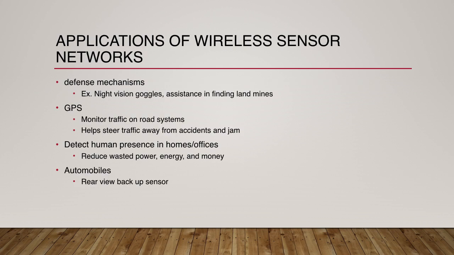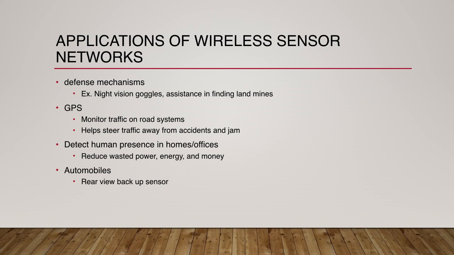And lastly, the applications of these wireless sensor networks. They're used in many different ways. A couple main ones are defense mechanisms. With the services, they can be used for night vision goggles and assist in finding landmines underneath the ground. With GPS, you can monitor traffic on road systems and help steer traffic away from accidents and jams, along with police pulled over and stuff like that.